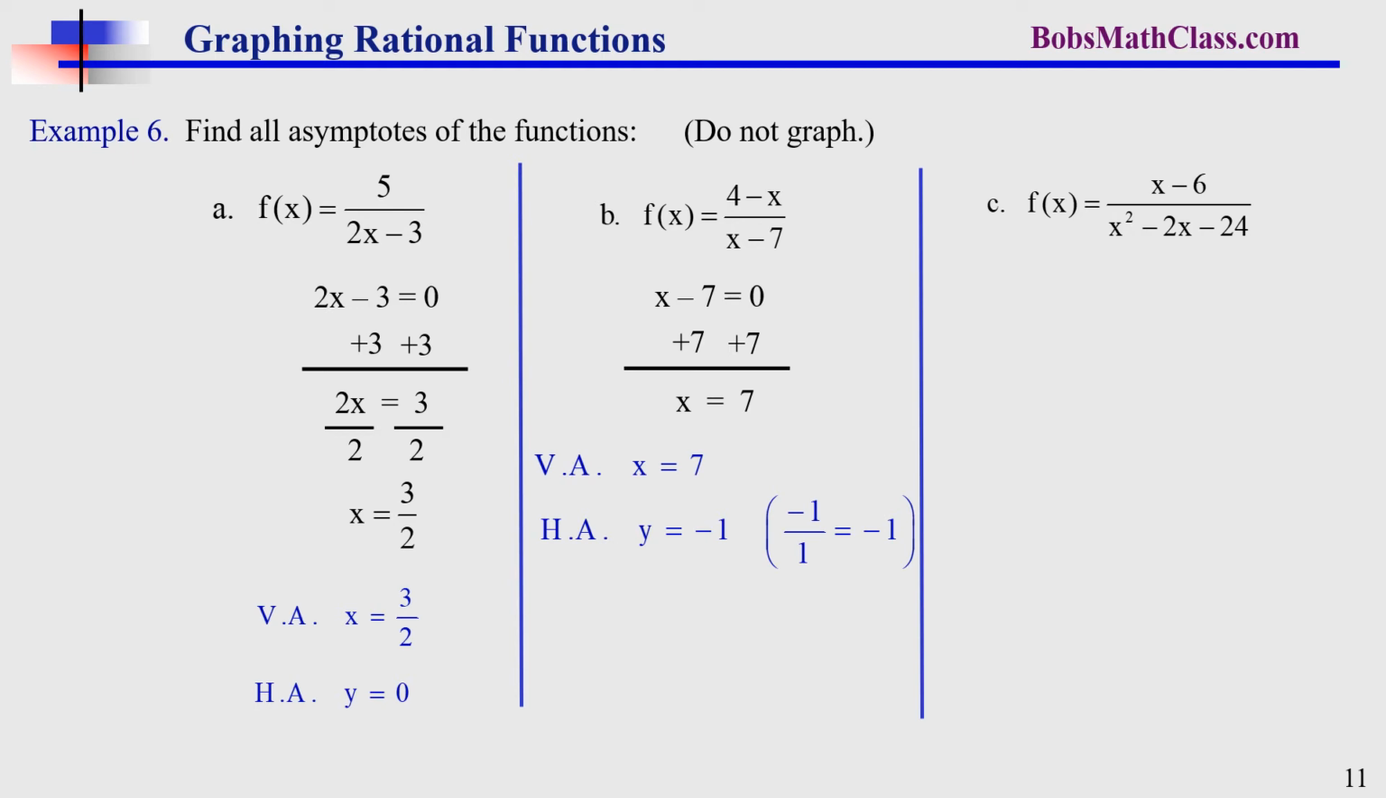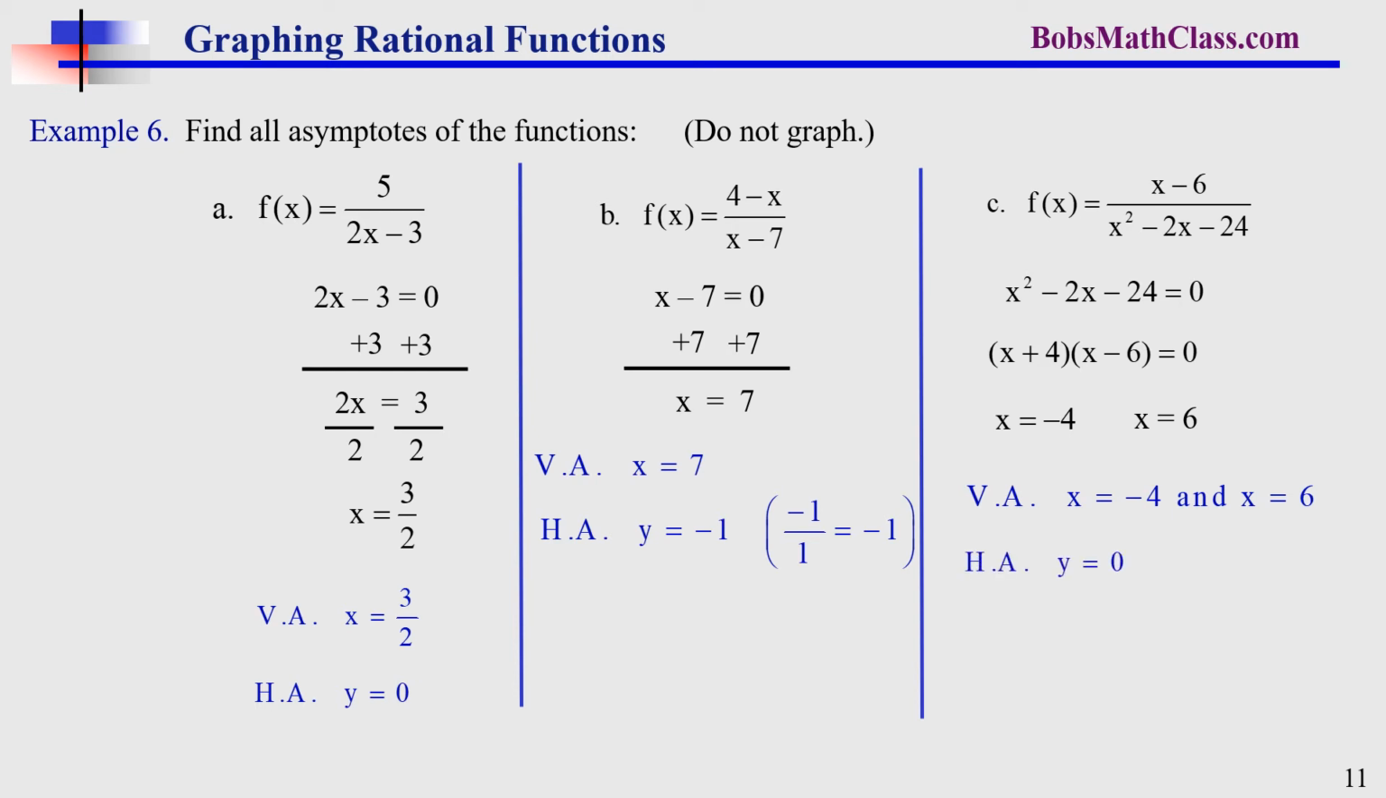All right, part C, again, set the denominator equal to 0. And then let's factor that. That factors to x plus 4 times x minus 6. I didn't show all the steps. Set them both equal to 0. So this one has two vertical asymptotes. X equals -4 and x equals 6. Now the horizontal asymptote, the degree of the numerator is 1. The degree of the denominator is 2. Therefore, it's y equals 0.